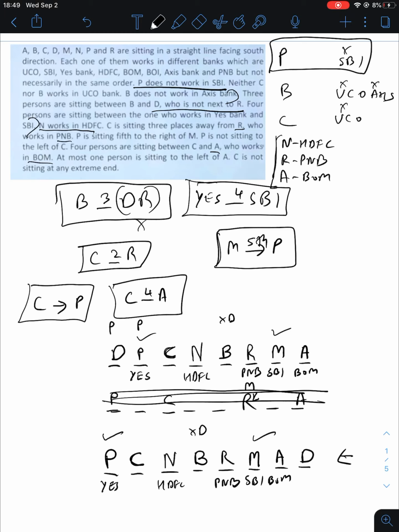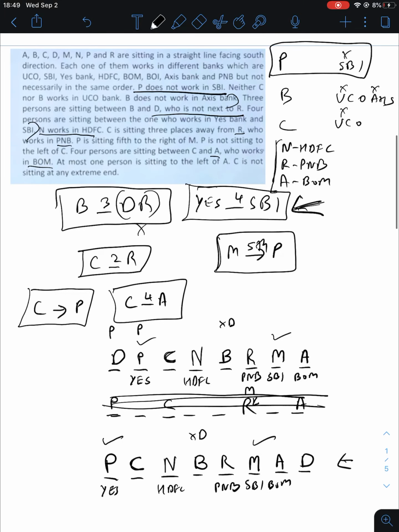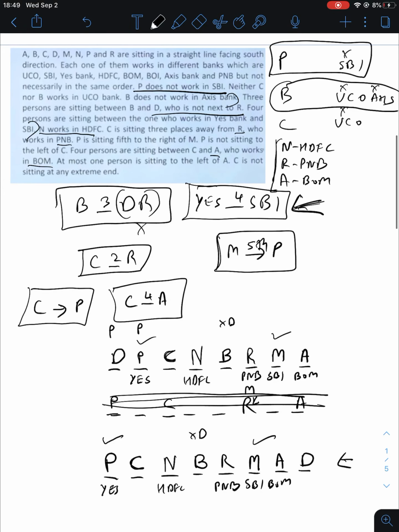Why did I choose P and M for Yes and SBI? Because this condition is not getting satisfied by any other combinations. That is why only P and M can fit into Yes and SBI. Now 3 people are remaining and 3 banks are remaining. But we already know that B cannot work for UCO and Axis. Therefore, B has to work for the third remaining bank, which is BOI.